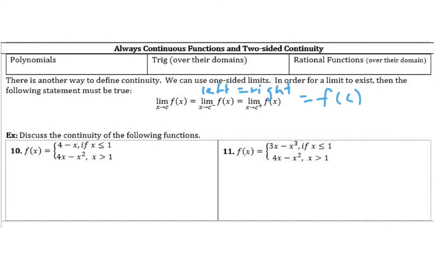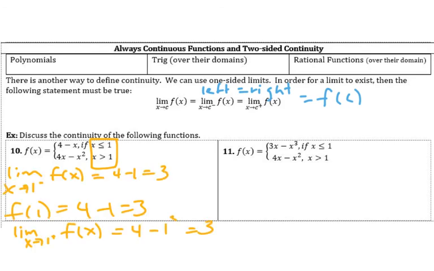So let's look at these two examples. It says discuss the continuity of the following functions. So the point of interest here is 1. Everywhere else we're going to be continuous because each of these pieces is a polynomial in and of itself, which is continuous. But if we're looking at what happens at x equals 1, we're trying to figure out whether or not that's continuous. So let's look at the limit as x approaches 1 from the left, from the right, and what the value of the function is at 1.